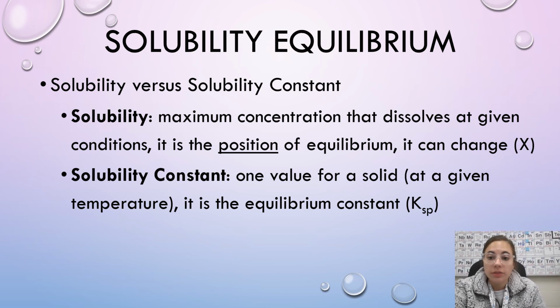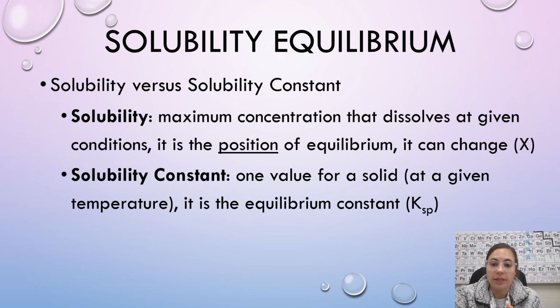Okay, so one thing that's important really quickly now that we've talked about solubility and then the solubility product constant is to differentiate between them, okay? So solubility is the maximum concentration that dissolves at given conditions. It's the position of the equilibrium. It can change. Remember, it's like the X that we solve for.